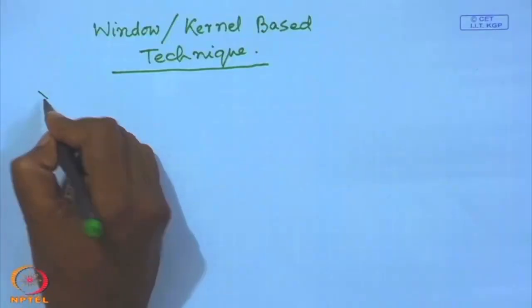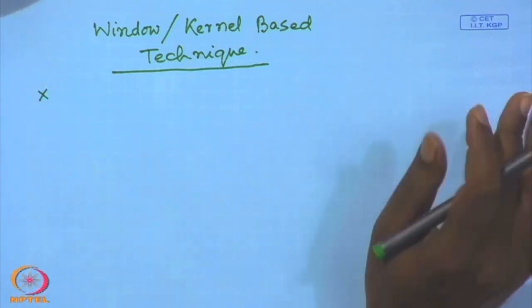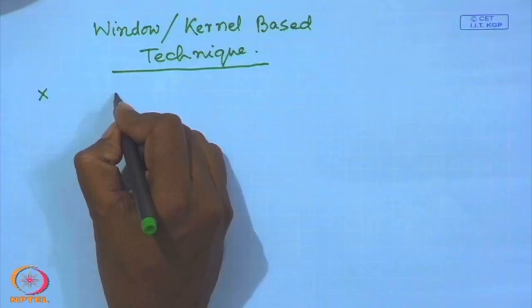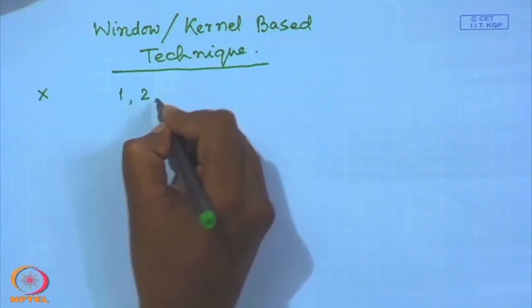So, we started with an example. Let us take a very small example. I assume that I have a single variable or a scalar variable x, and the samples which are given for estimation of the probability density function are, say, x equal to 1, x equal to 2 and x equal to 4.